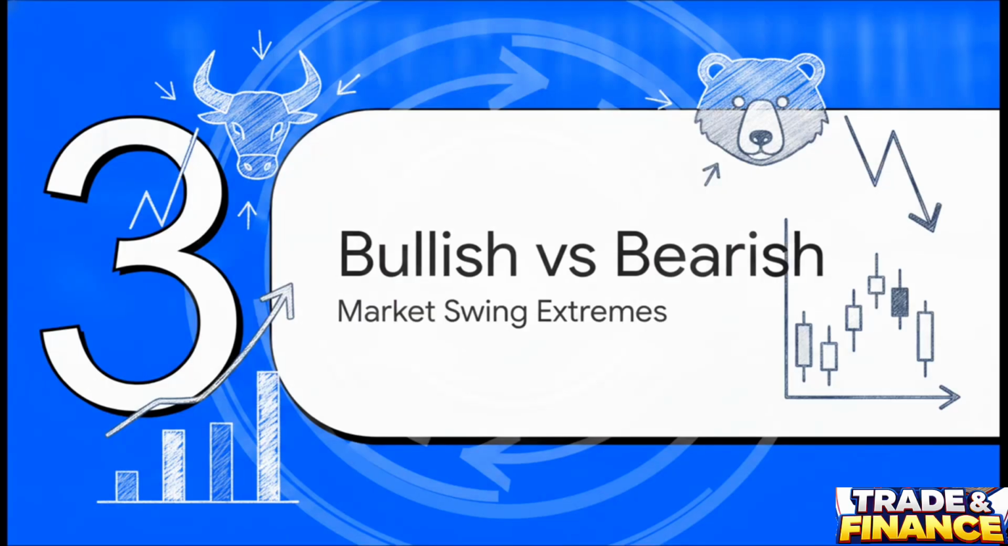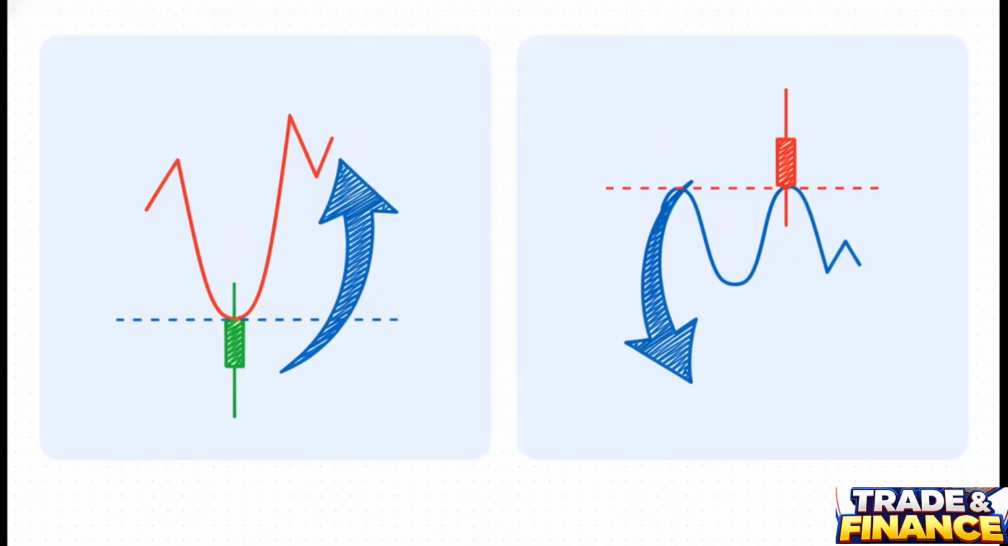Section 3. Bullish versus bearish setups. Let's look at market swing extremes. Let's explore exactly how this footprint looks at the absolute extremes of a market swing by contrasting our 2 main setups. A bullish rejection block forms at a major swing low. Price dips down, sweeps the sell stops resting below the low, and then snaps right back up. It leaves a long lower wick with the body closing near the upper half. This move effectively traps sellers.